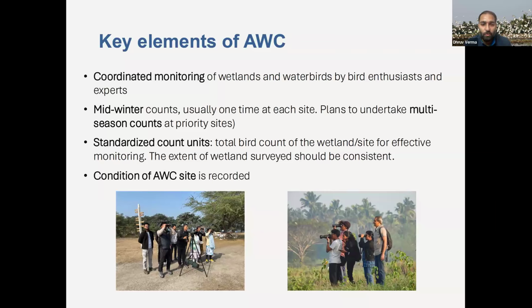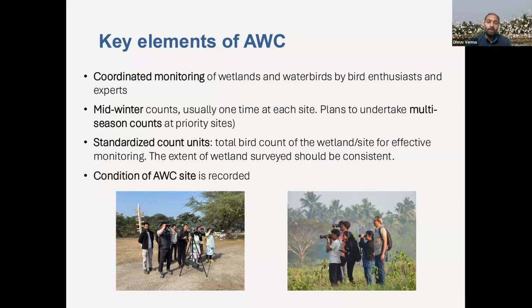As I said, it's a midwinter count, usually one time per year. But the plans are that for important sites, something like Ramsar sites, or important bird and biodiversity areas, and other sites which do not have these international designations but are perhaps important from the local perspective, those sites are considered priority sites, and we are in discussion with the state coordinators and also with other stakeholders to plan for multi-season count. So at the moment, we only do it one time, but the plan is to do it twice or thrice a year.